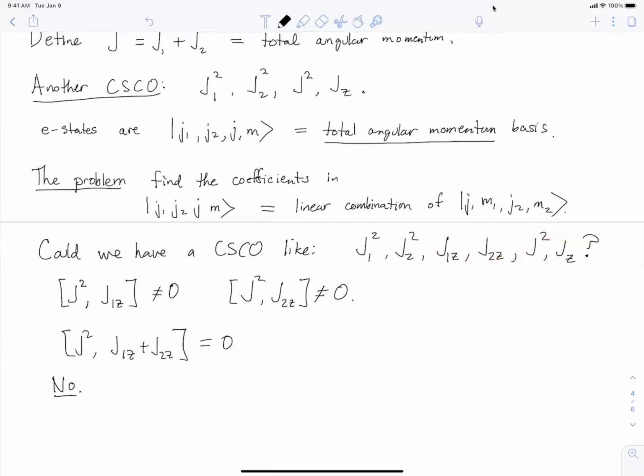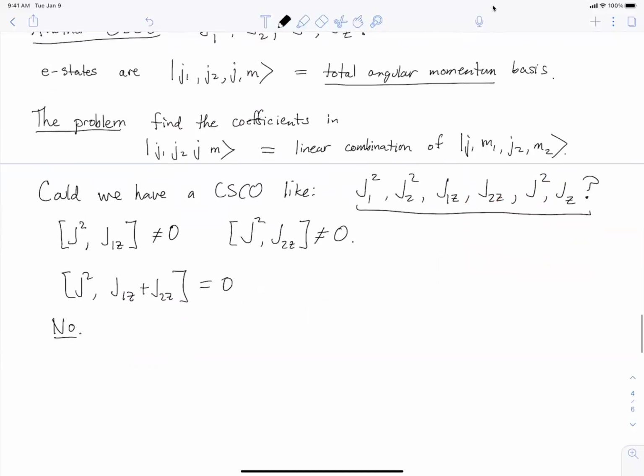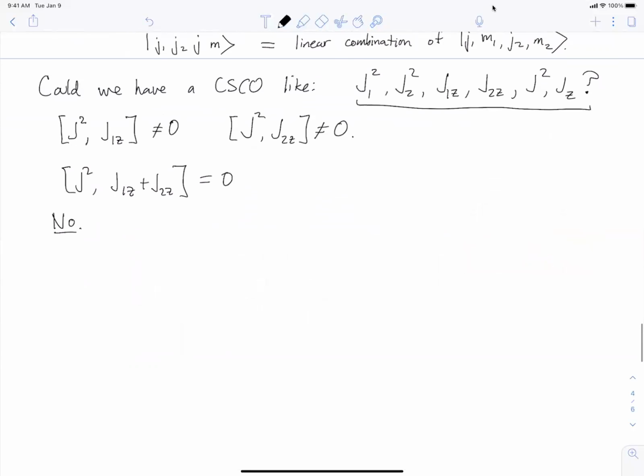Unfortunately, if we had a CSCO that included all of these things, then we wouldn't have to do any switching back and forth between bases. Everything would be nice, but that's just not the way things are in quantum mechanics. Okay, so that's the problem: find these coefficients that we're going to try to solve.